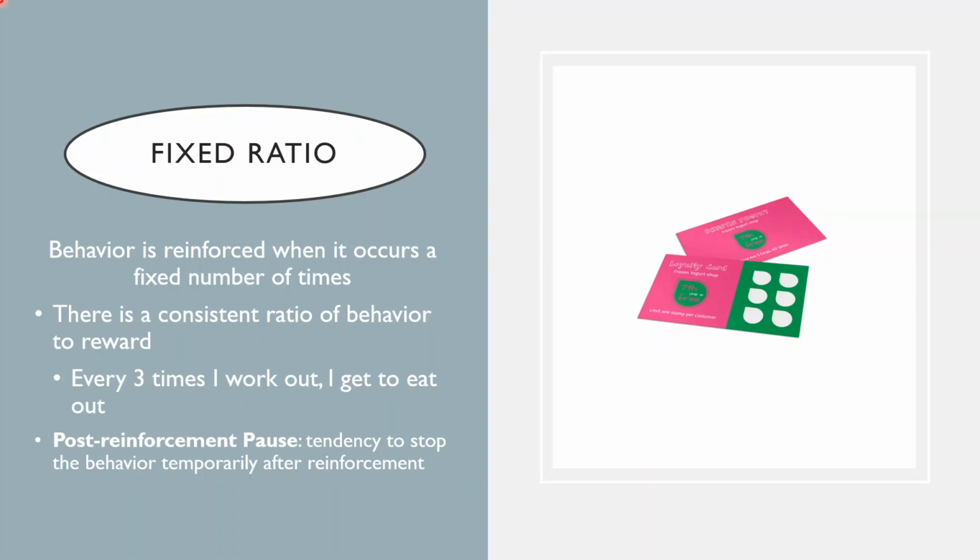There are post-reinforcement pauses in other schedules of reinforcement, and we're going to look at that. But fixed ratio has the highest tendency of post-reinforcement pauses. And that just means, again, that we wait a while before continuing to perform that behavior. I'm not going to go back for yogurt for a while because I just got my free yogurt. It's going to take me a while to build back up to 6 punches on my card, so we're going to take a break.